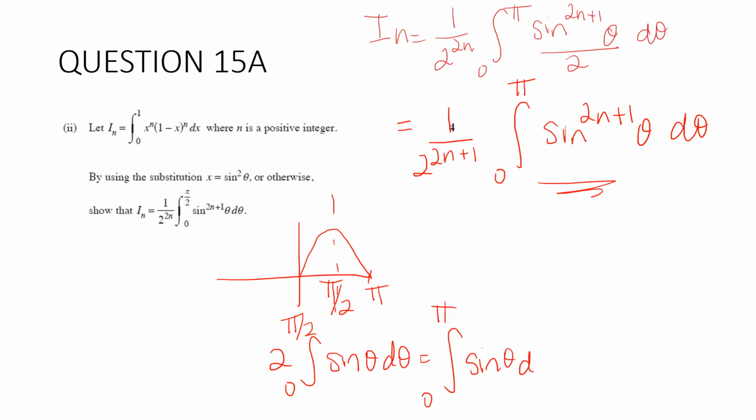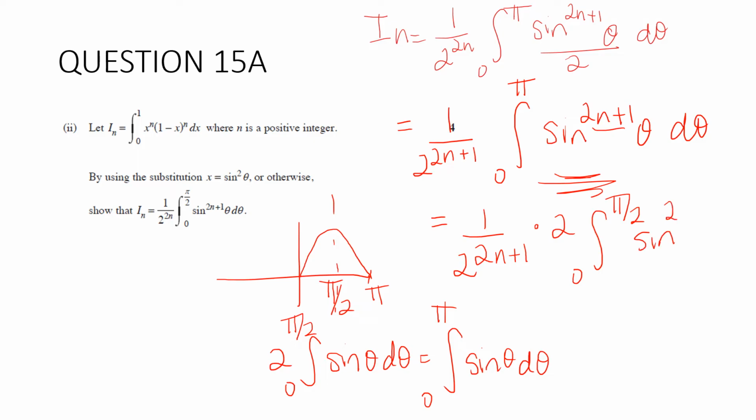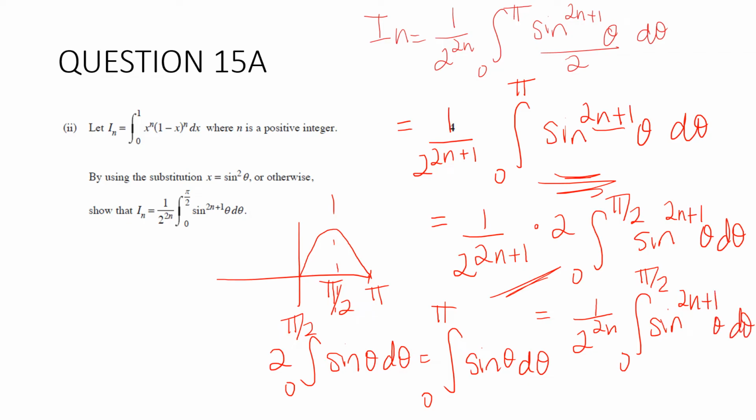And it's the same for sine to the power of 2n plus 1. So this is equal to 1 over 2 to the power of 2n plus 1, and instead of this we're going to have 2 lots of the integral between 0 and pi on 2 of sine to the power of 2n plus 1 theta d theta, and just resolving this part here we have the answer. It's 1 over 2 to the power of 2n integral between 0 and pi on 2 of sine to the power of 2n plus 1 theta d theta. What a horrible question.